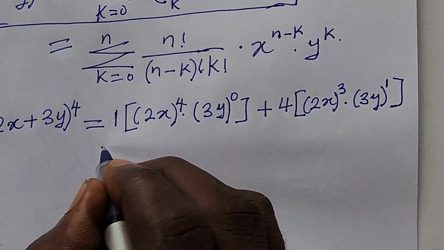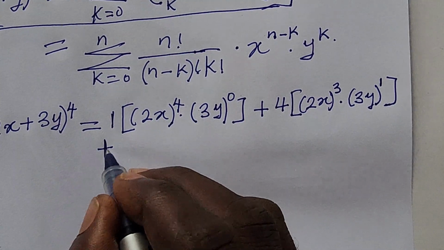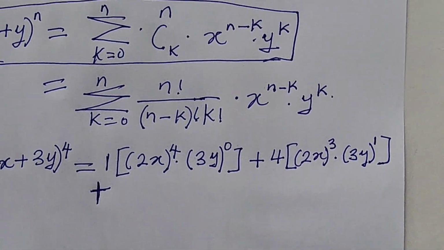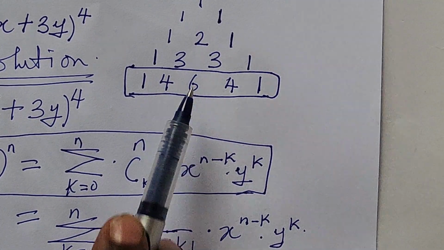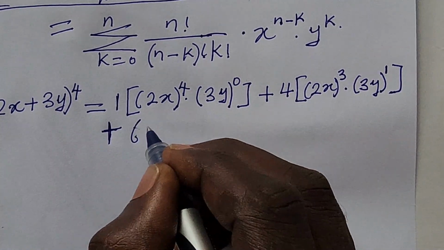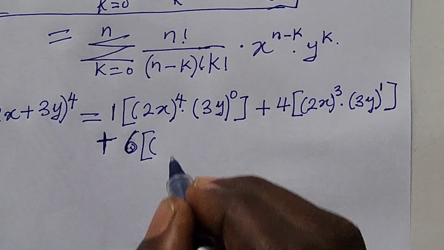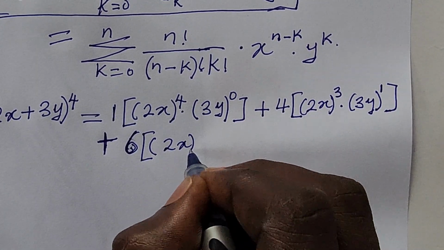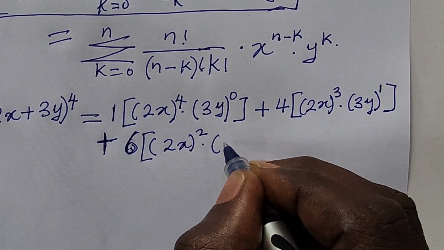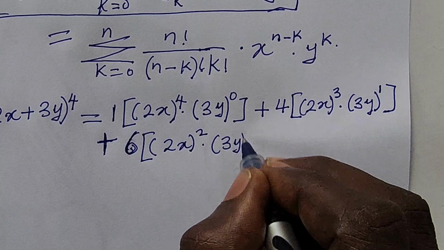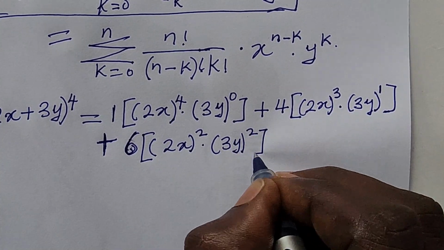So let's continue on this side. We have here plus again. So what is the next term? The coefficient is 6. So we're going to have here 6, the square bracket, open a bracket here. We have 2x all to the power of 2 times our 3y all to the power of 2, close bracket.